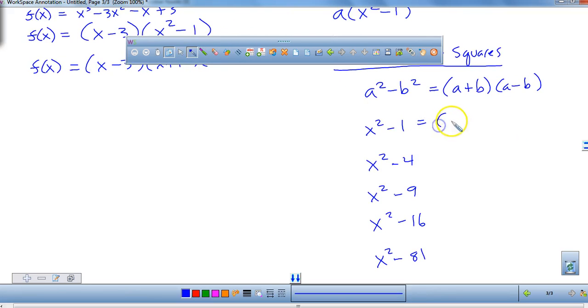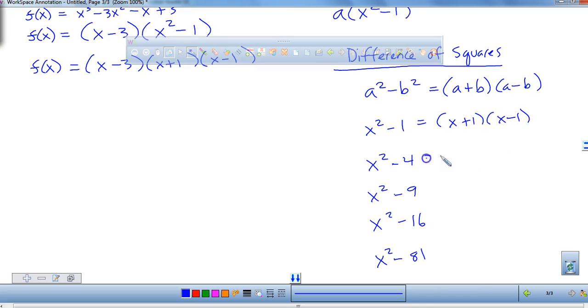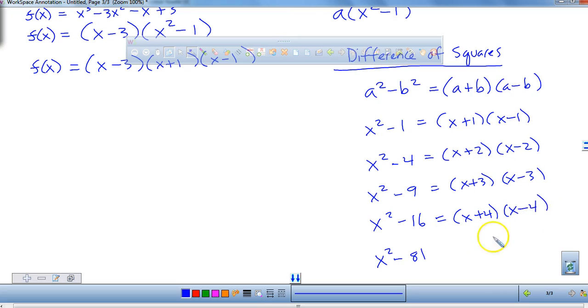So x squared minus 1 factors to x plus 1 and x minus 1. X squared minus 4 factors to x plus 2, x minus 2. Hopefully you see the pattern now. X plus 3, x minus 3. X plus 4, x minus 4. And if we jump all the way down to this 81, you're going to have x plus 9, x minus 9. So this is the pattern for difference of squares.